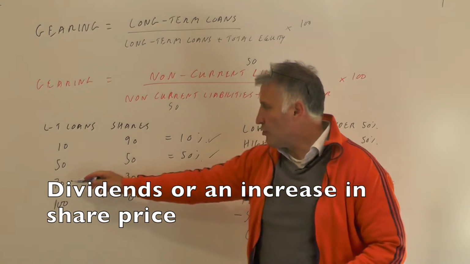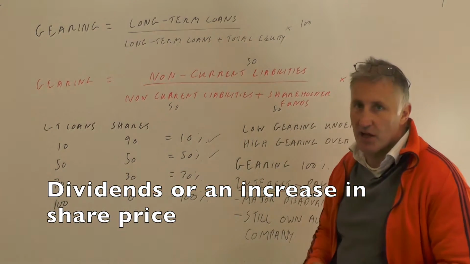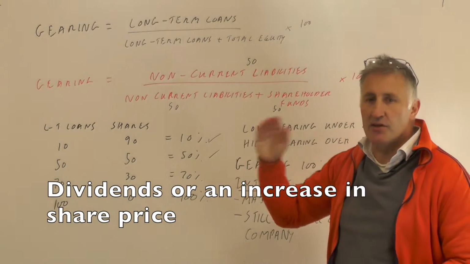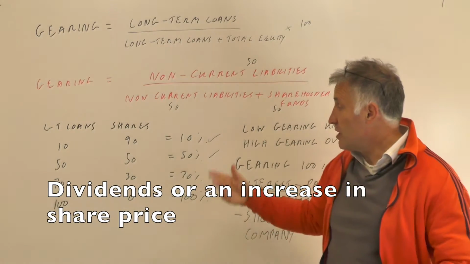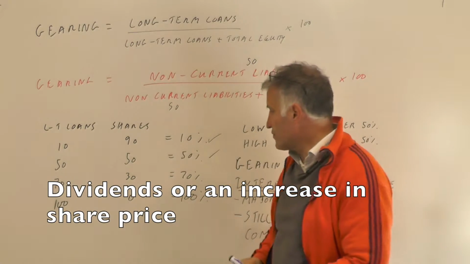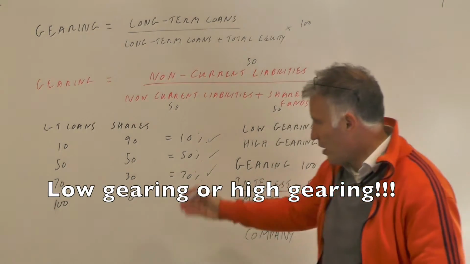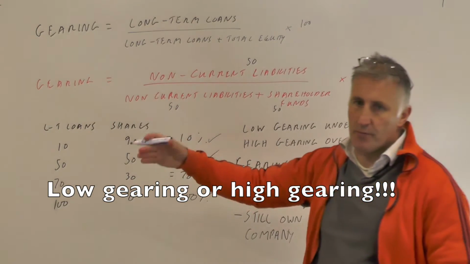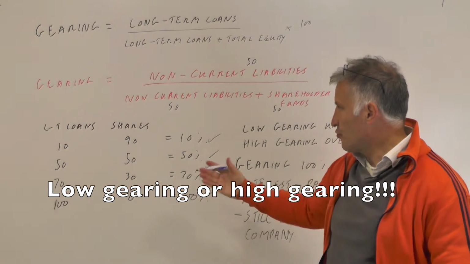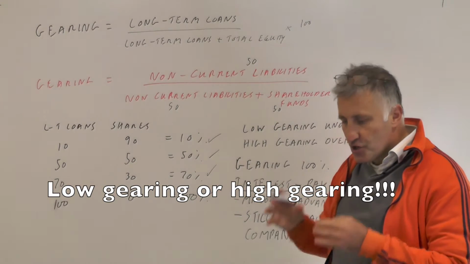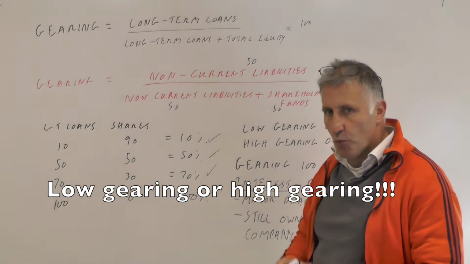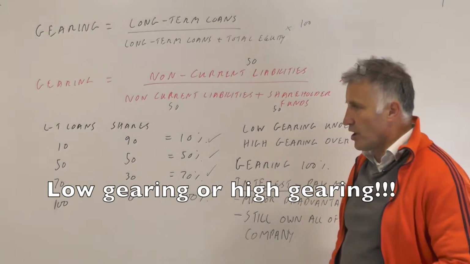Okay, in this case, long-term loans 70, shares 30, you're getting the idea. So then it is 70 divided by 70 plus 30. So the answer times 100, the answer there is 70%. So when we look at gearing, the last one here, long-term loans 100, so that's 100 divided by 100 plus 0. So therefore it's 100%. So the number that comes out tells us what percentage we borrow in terms of long-term loans.